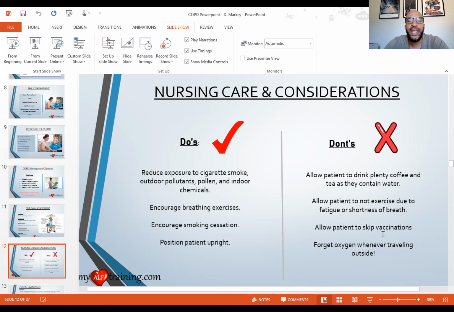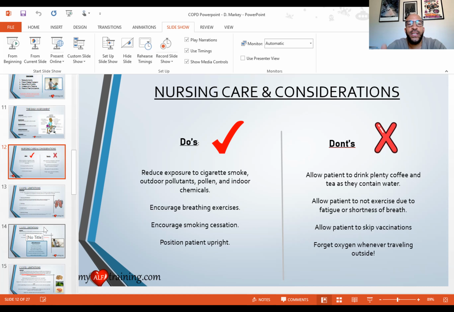Patients with COPD, as you can imagine, being short of breath, you get very anxious if you feel like you can't breathe. And that only functions as a downward spiral that keeps the patient thinking that they're short of breath, thinking that they can't breathe, and it only makes them breathe faster and expel more oxygen that they can't bring back in as quickly. So, these are our nursing care and consideration do's and don'ts.